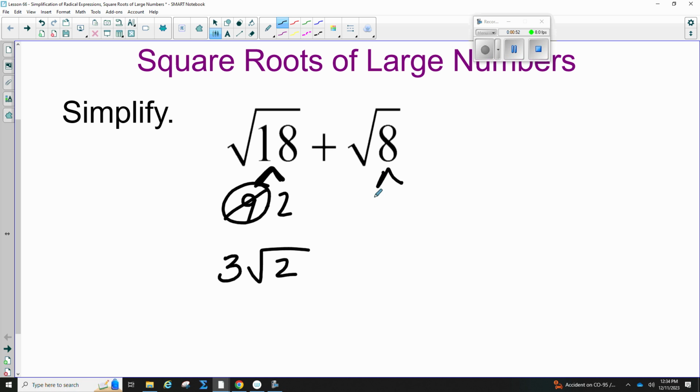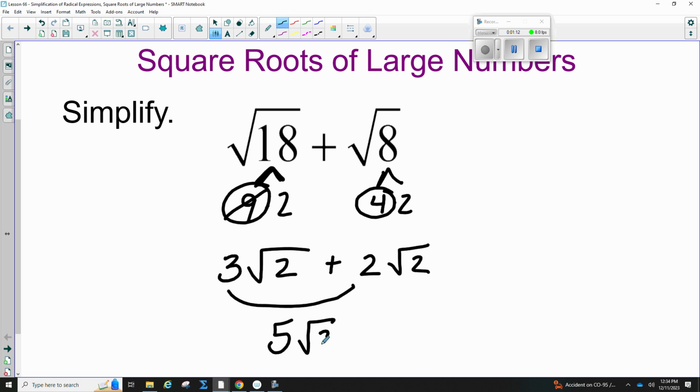It is 4 times 2. And then what's the square root of 4? 2. So that comes out front, the square root of 4, and then this 2 stays inside. Now that we simplified, we can add them together because they both have a root 2. You add the numbers in front. So 3 plus 2 is 5, and we keep it as a root 2. The radical does not change, okay?